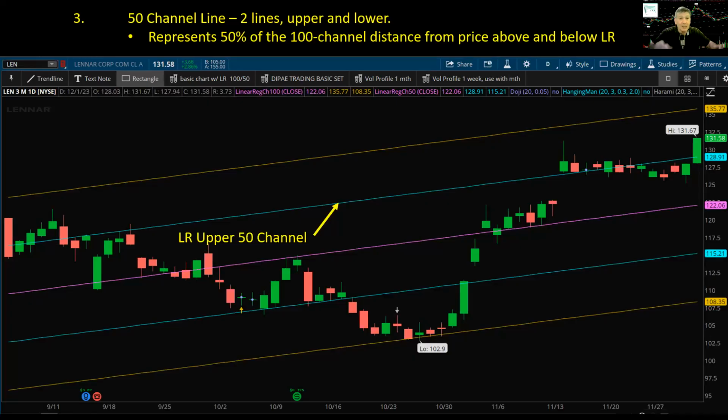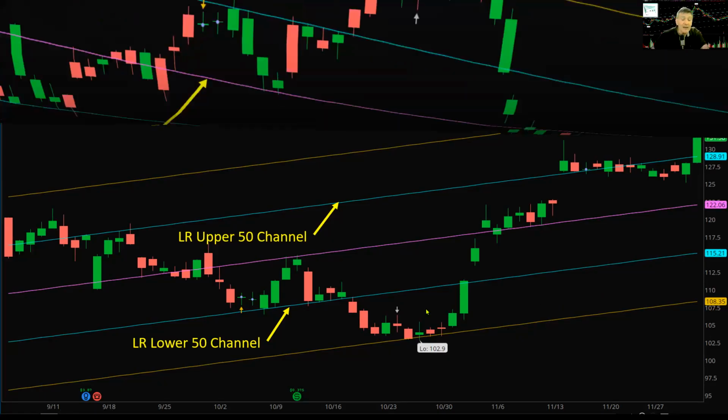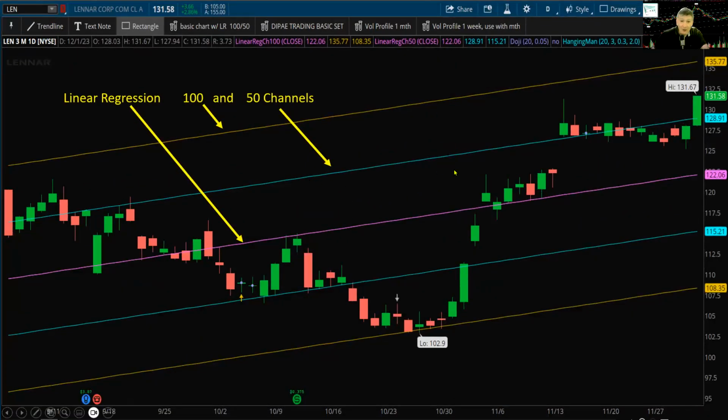It's that valuable. There's also a lower channel 50, and that is the blue line. And in the DIPAE process, we will use these colors and these line weights throughout the process. The 100 channel line upper, the 100 channel lower, the 50 channel upper, the 50 channel lower, and of course the almighty and all powerful and the super incredibly important linear regression line in purple.